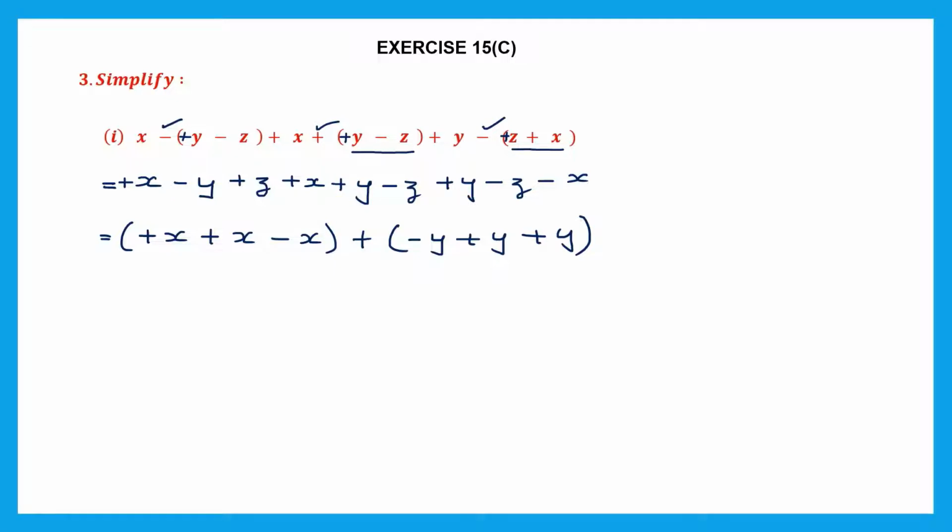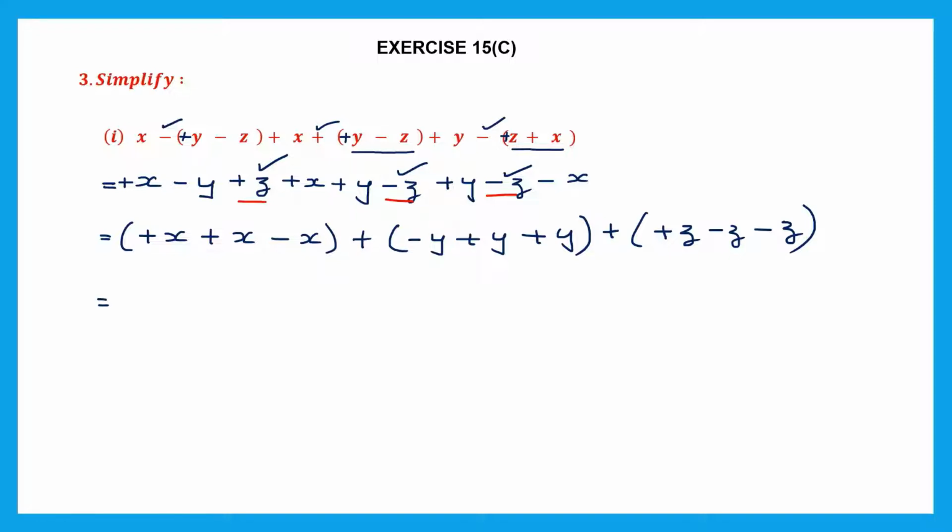Let's look at the z now. So I have plus z, minus z, and minus z. So let's put that together. So that will become plus z is here. So plus z, then minus, we have a minus sign and again a minus. So now we have put all the like terms in brackets.